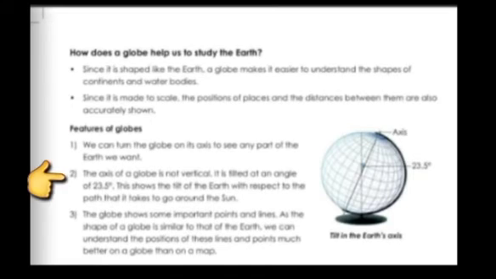The axis of a globe is not vertical, it is tilted at an angle of 23.5 degrees. This shows the tilt of the earth with respect to the path that it takes to go around the sun. And the third is the globe shows some important points or lines. As the shape of a globe is similar to that of the earth, we can understand the position of those lines and points much better on a globe than on a map.